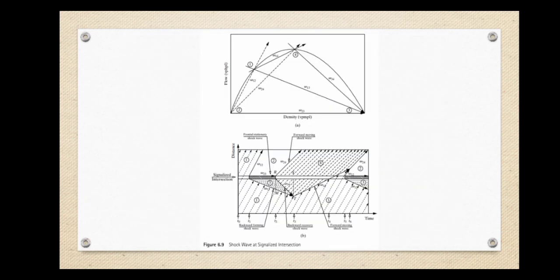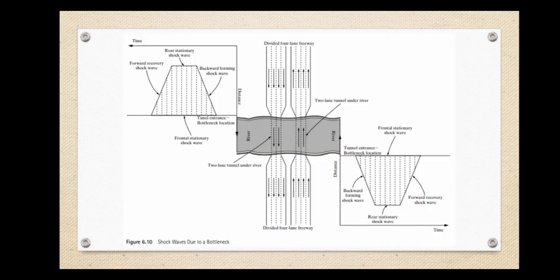So we have here figure 6.9, which is the shock wave at a signalized intersection. Next is shock waves due to a bottleneck.